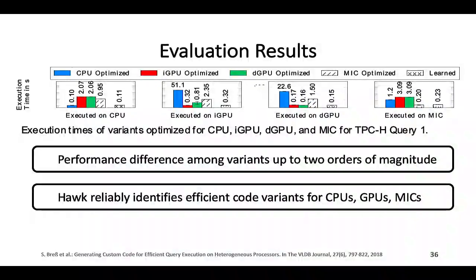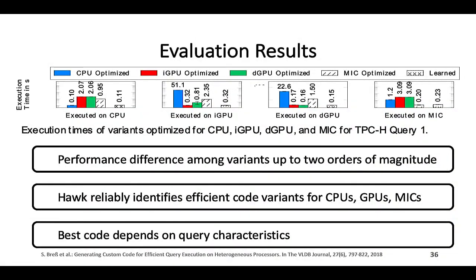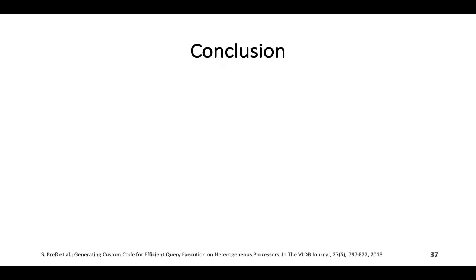What we also found is that our code generator was able to reliably identify efficient code variants for all of these processors. The found variant was always within a factor of 2 of the optimal variant. And the best code always depended on the query characteristics and the data characteristics. So if you want the optimal code, you need to consider processor, data, and query to make this really efficient. So now, to conclude.